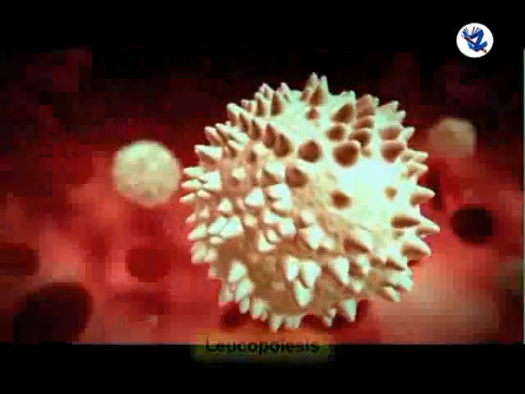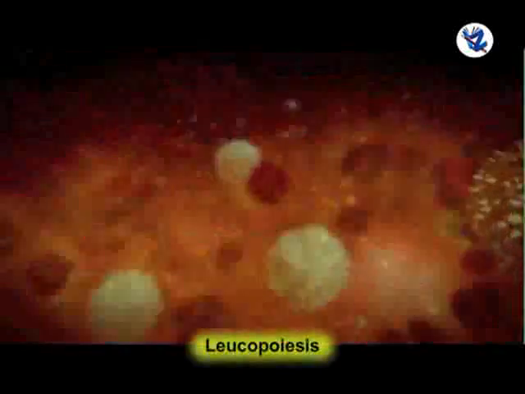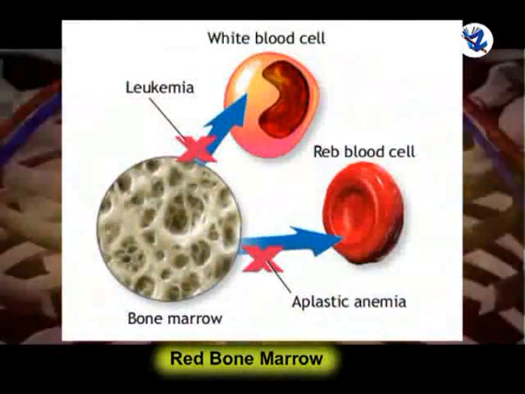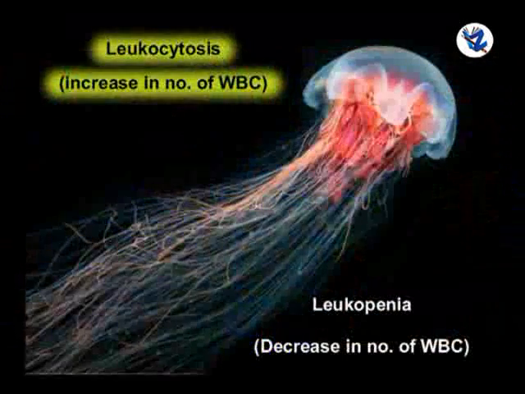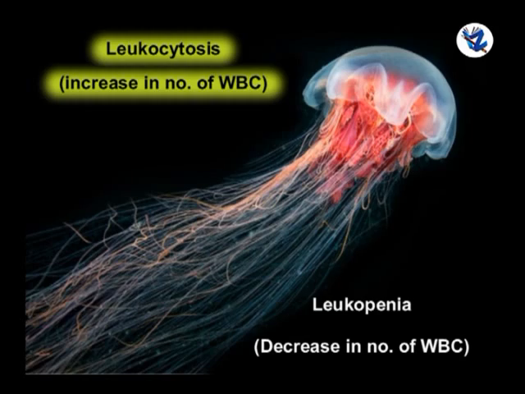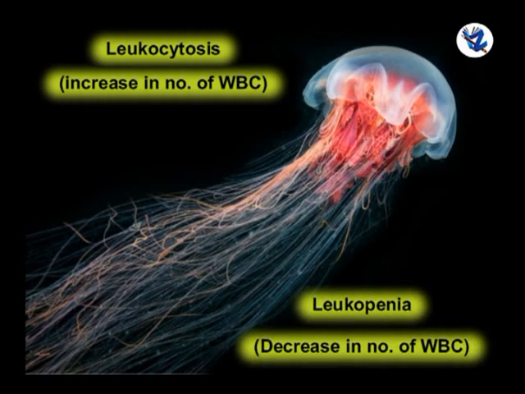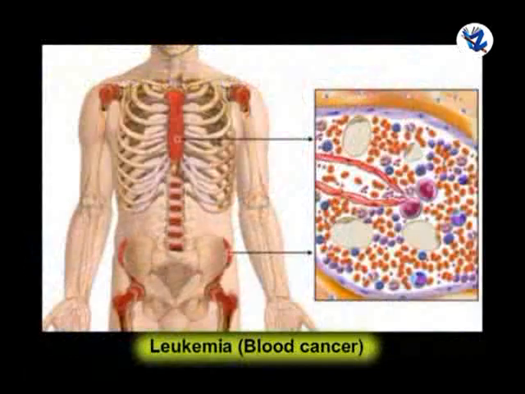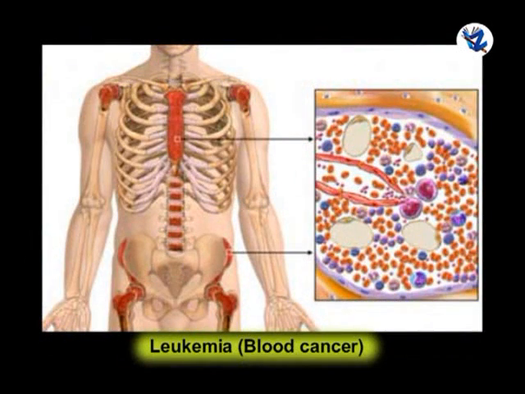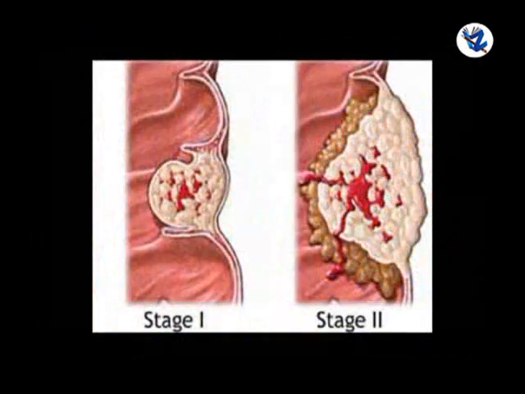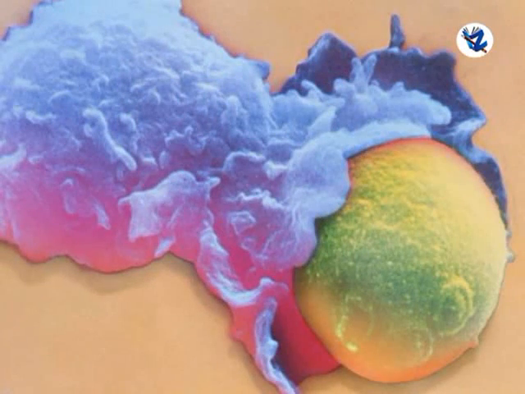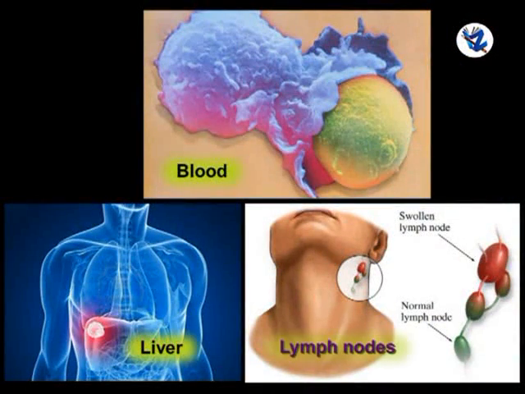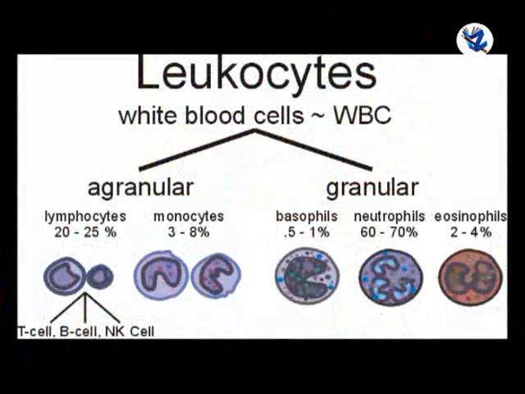The formation of WBC is leukopoiesis, and it occurs in red bone marrow, spleen, lymph nodes, tonsils, etc. Increase in number of WBC is leukocytosis and decrease is leukopenia. Leukemia is a pathological increase in number of WBCs and commonly called blood cancer. The dead WBCs are destroyed by phagocytosis in blood, liver and lymph node. The leukocytes are of further two types.